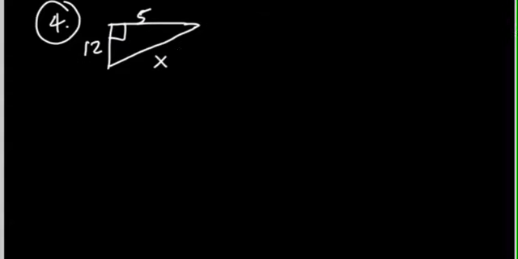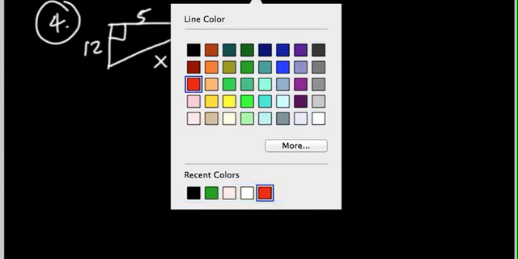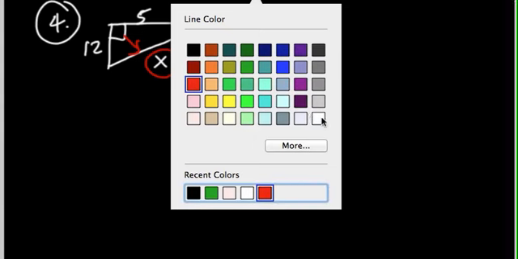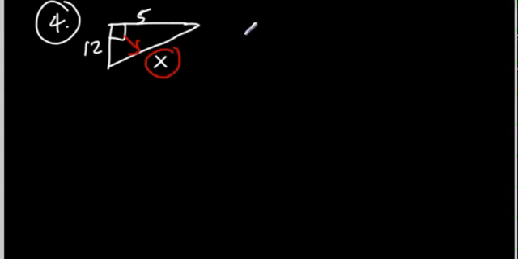Number 4, let me just flip the page here. Here we go. Here's number 4. So I have this diagram right here. So here's my right angle. Oh, I didn't draw it to scale, but that's okay. Again, first step is identify the hypotenuse, which is this one right here because it's right across from the right angle.